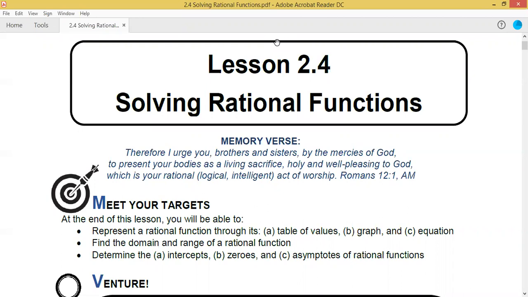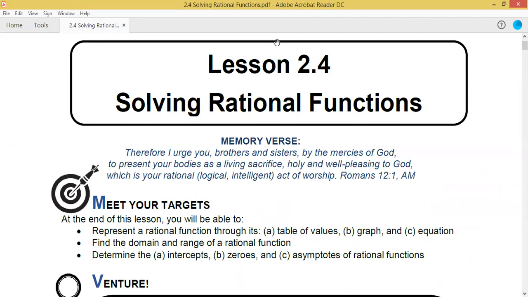It says, "Therefore I urge you, brothers and sisters, by the mercies of God, to present your bodies as a living sacrifice, holy and well-pleasing to God, which is your rational, which means a logical and intelligent act of worship."